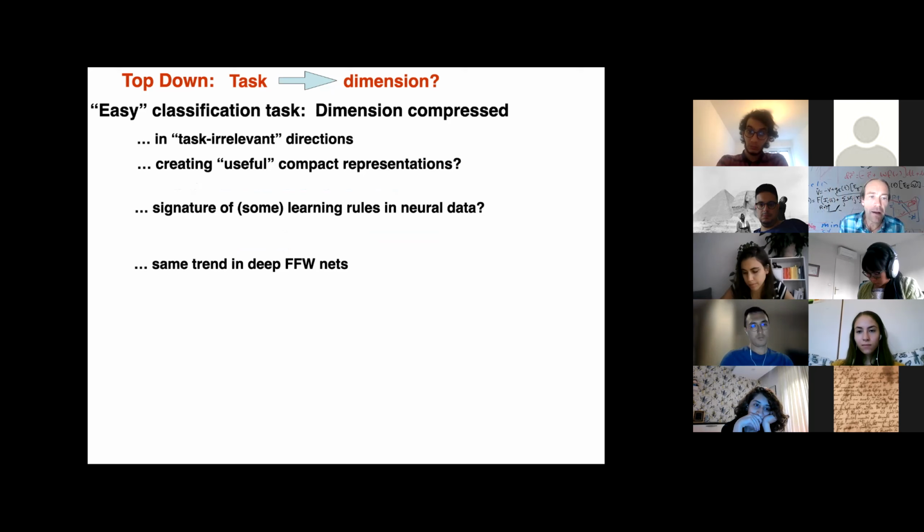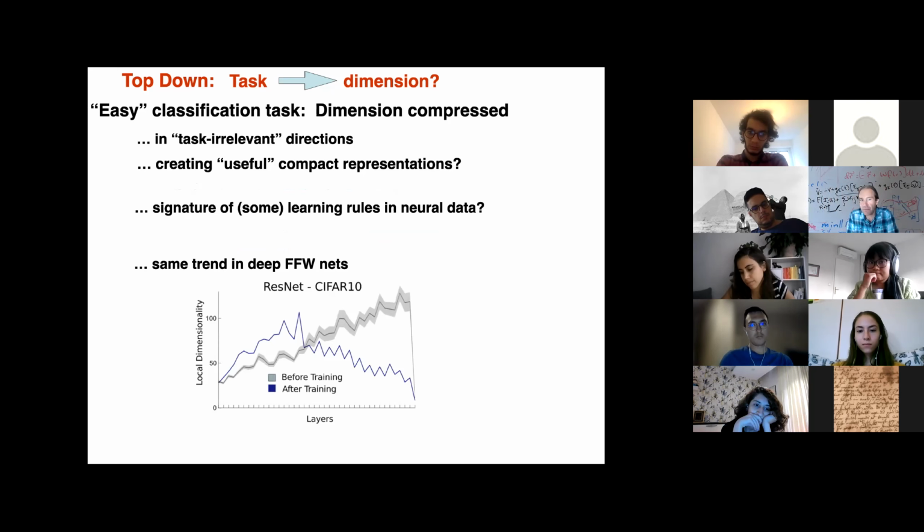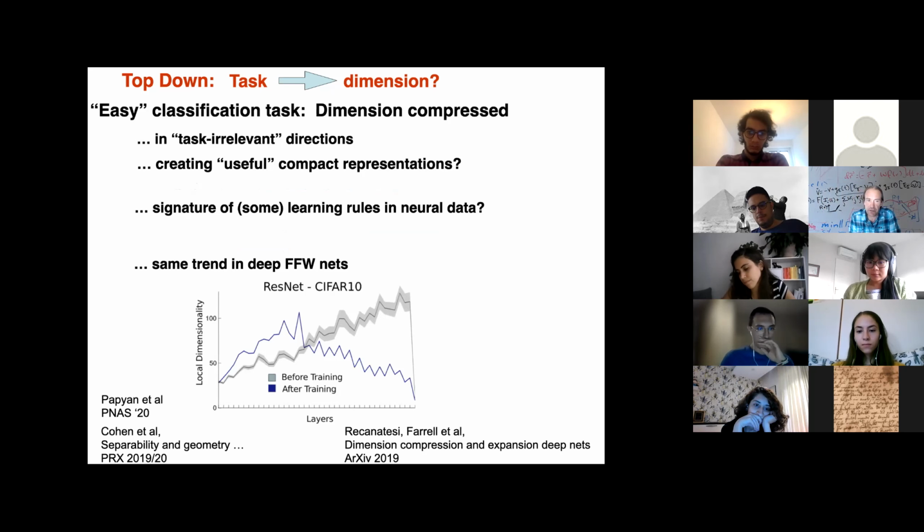We observed this mostly for recurrent neural networks, but we saw that the same type of trend is there in deep networks. And we realized that there are other people who have also made this observation. I mentioned a paper by Donoho's group. That's this one. So there you'll see neural collapse in PNAS from last year.